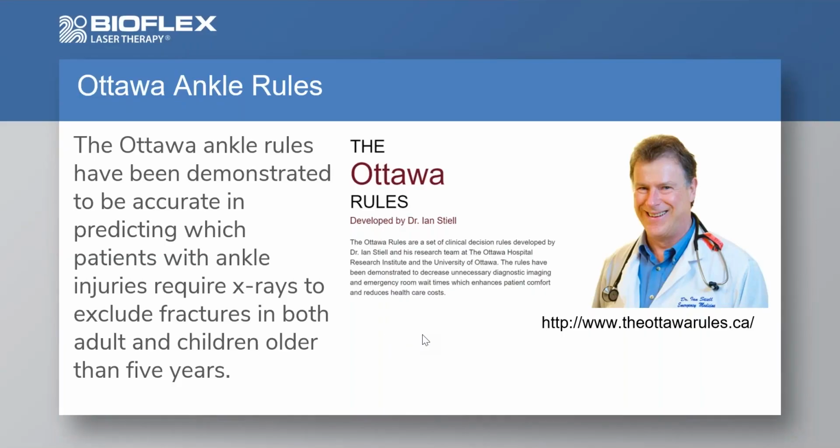Now, the Ottawa ankle rules were developed by a Canadian physician, Dr. Ian Stiell, and he basically demonstrated a predictability scale such that certain palpation and pain locations would then require a set of x-rays to rule out fractures. And this was in adults and children over the age of 5. So it's a great set of rules so that we don't just x-ray every patient with a sprained ankle unless you really feel that there's a need for that because of a possible fracture.